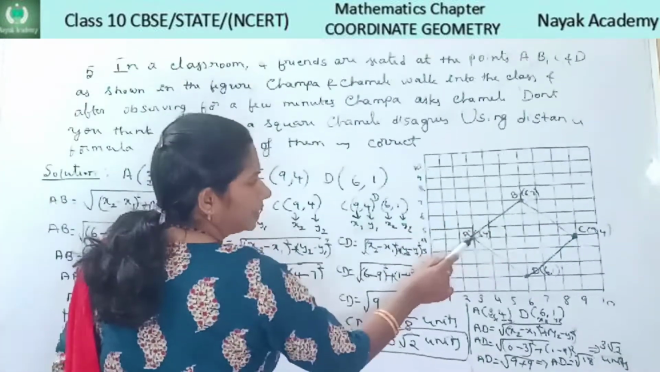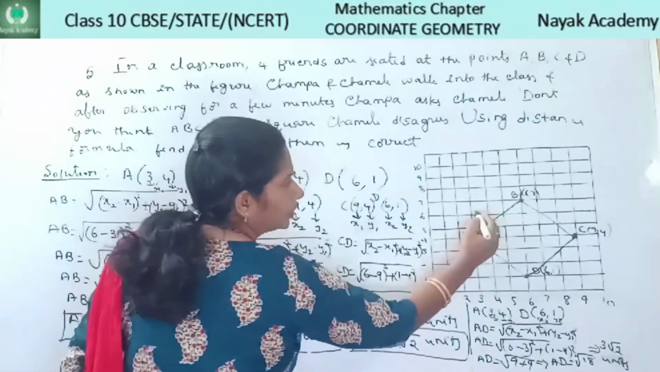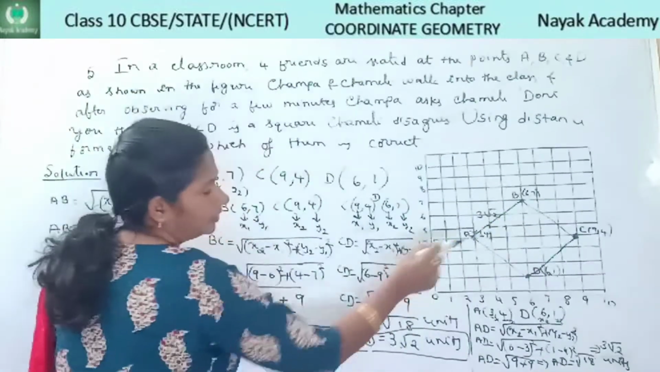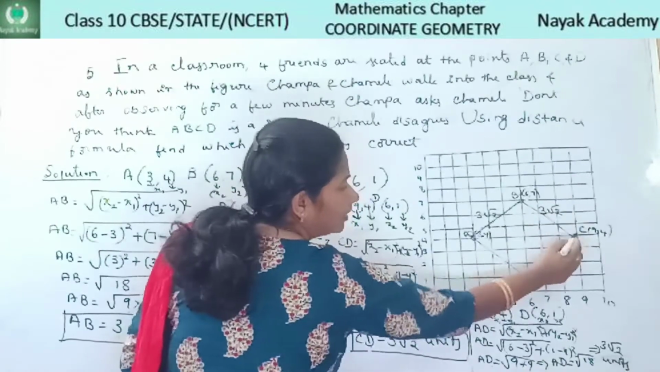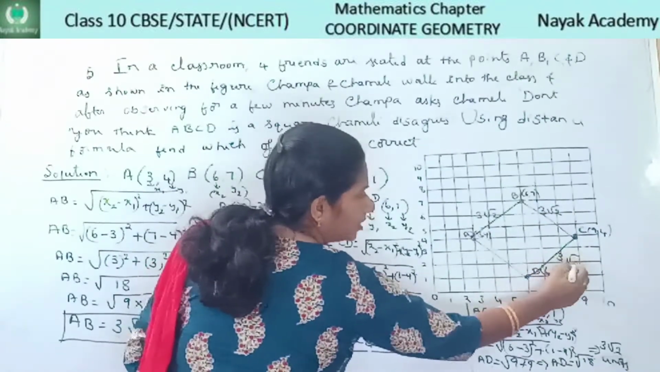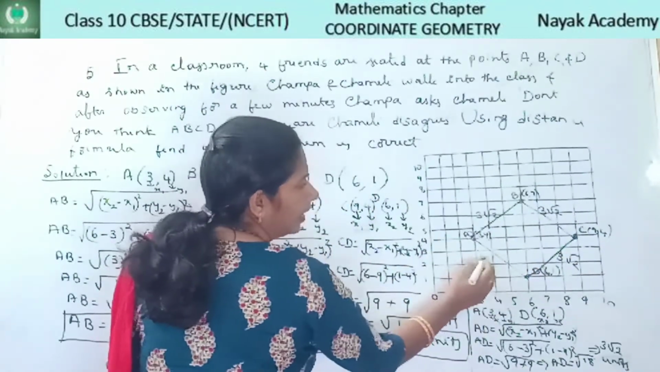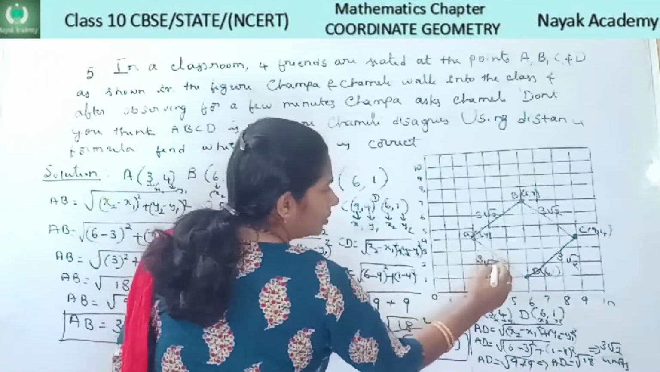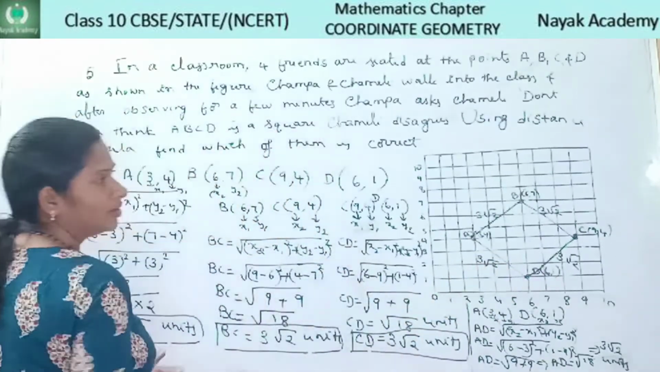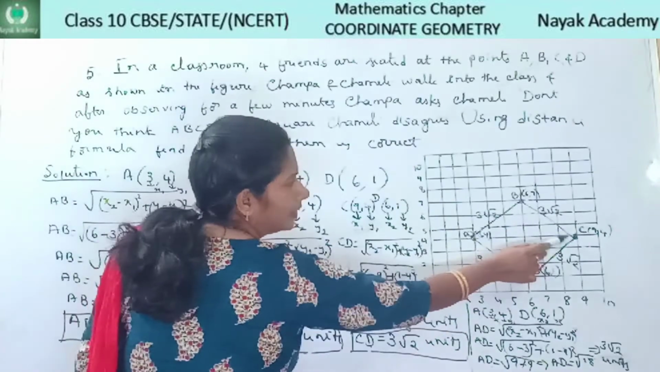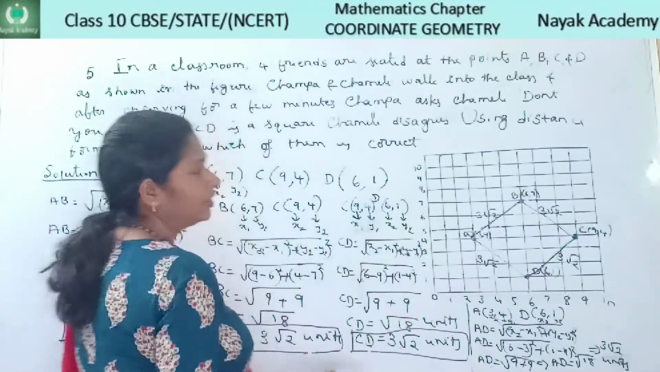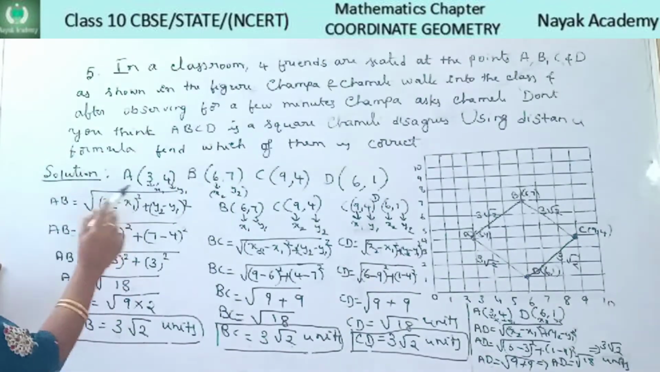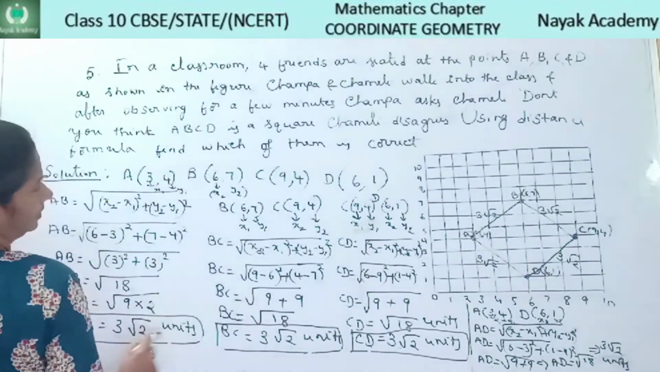So what is your conclusion? The distance between these 2 points AB equal to 3 root 2 units and the distance between B and C also 3 root 2 units and CD also 3 root 2 units. The distance between these 2 points A and D also we got 3 root 2 units. So what is your conclusion? So it is a quadrilateral in which all the sides are equal. So it is a square. So who is correct? Therefore Champa is correct.